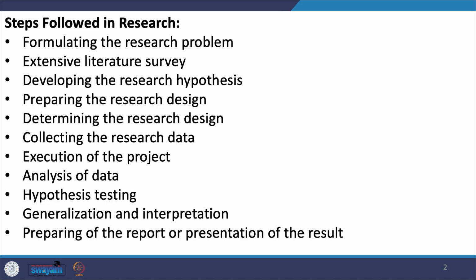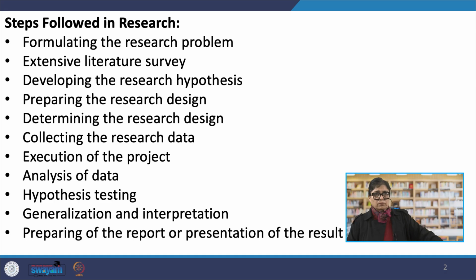The research process consists of a series of actions or steps necessary to effectively carry out research. These steps are: first, formulating the research problem; second, extensive literature survey; third, developing the research hypothesis; fourth, preparing the research design; fifth, determining the sample design; sixth, collecting the research data; seventh, execution of the project; eighth, analysis of data; ninth, hypothesis testing, generalization and interpretation; and tenth, preparing the report or presentation of the results.